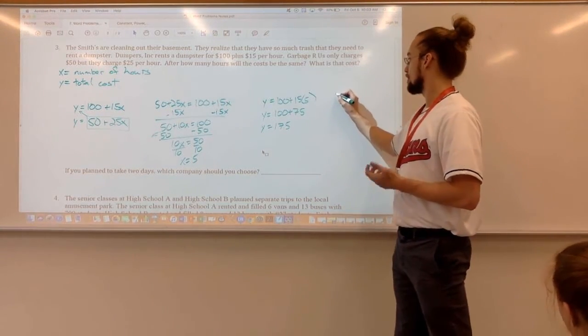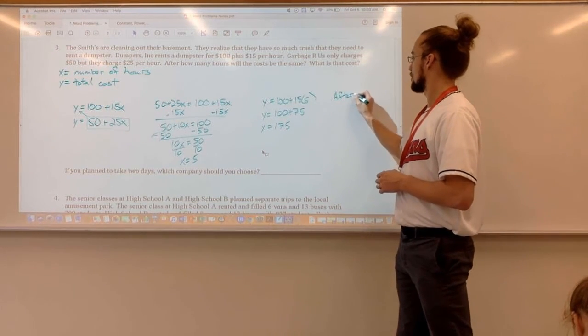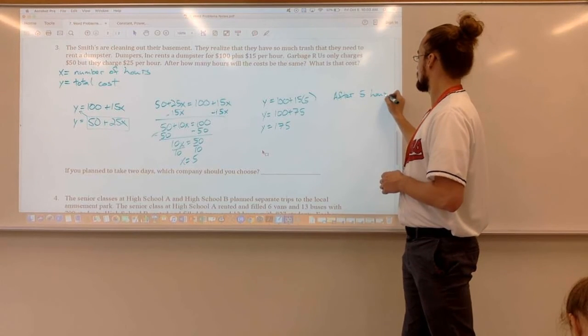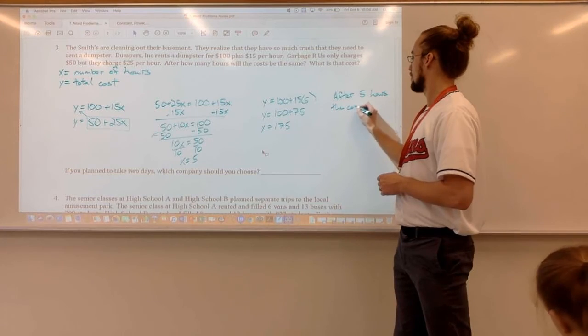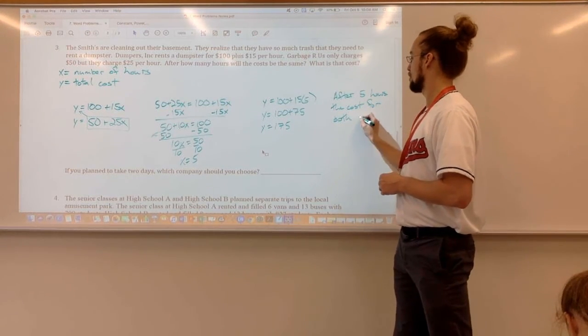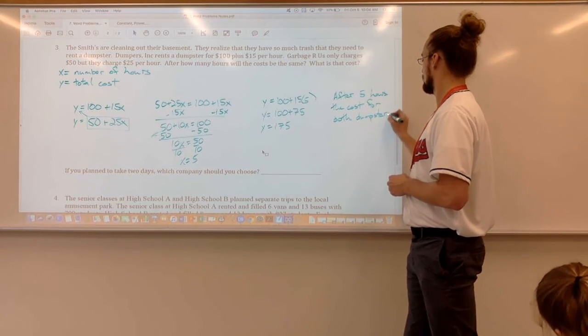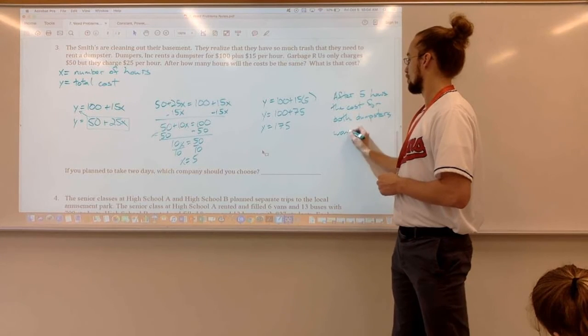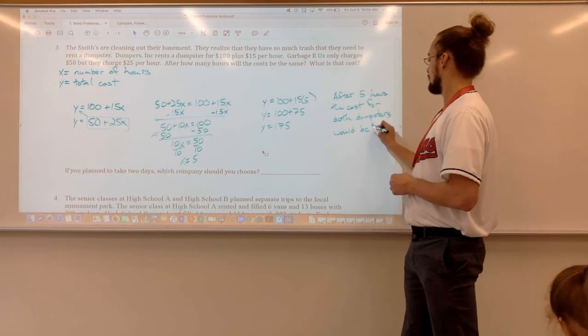So we can write that out: after 5 hours, the cost for both dumpsters would be $175.